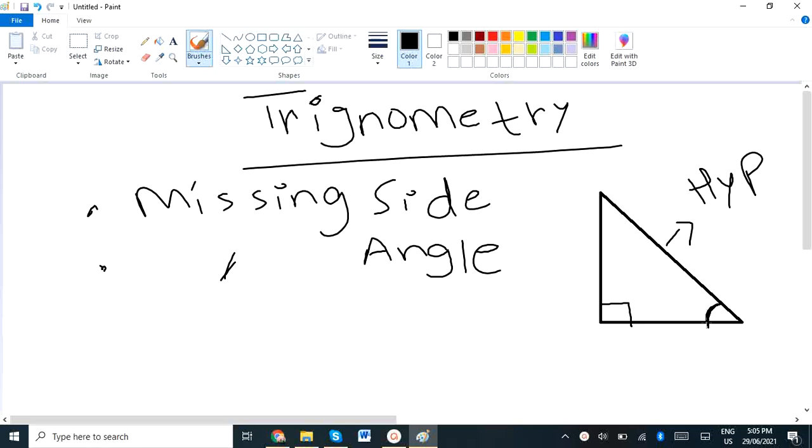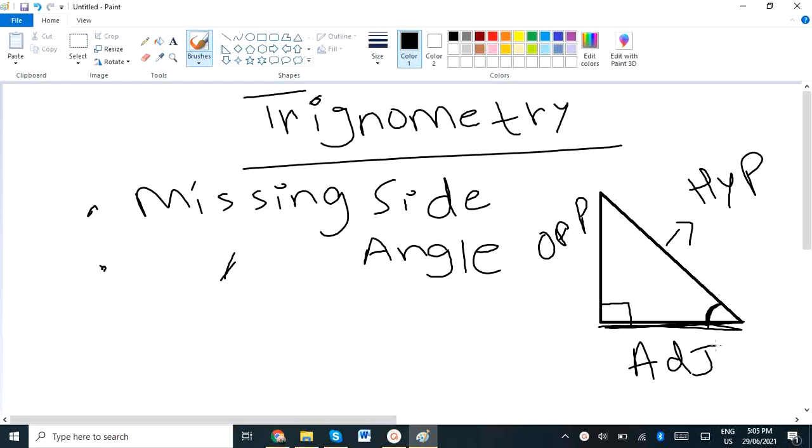Suppose this is the missing angle, or this is the angle given in the question other than 90 degrees. Opposite to that would always be your opposite, which is also called perpendicular. And the third side, the remaining one, is going to be called your adjacent, or some people call it base. But I'm going to use adjacent, opposite and hypotenuse in my trigonometry.